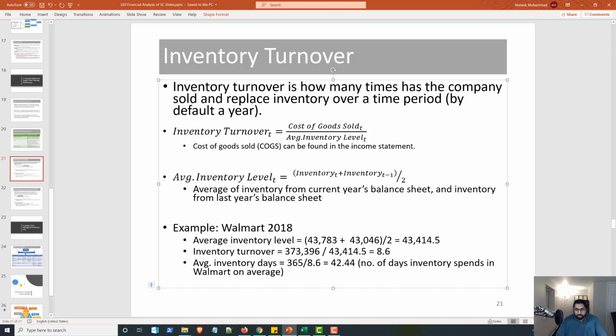Okay. So for the Walmart case, I went back 1 year and looked at the inventory from the 2017 financial statement.